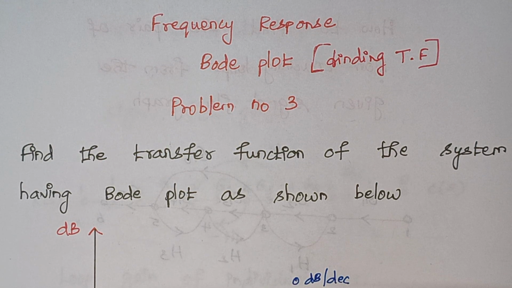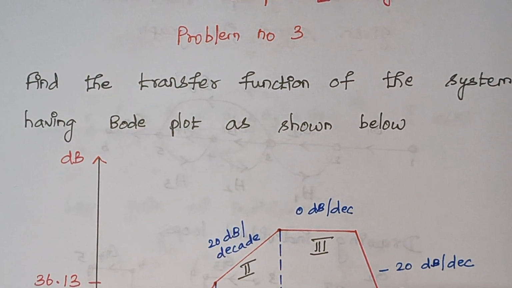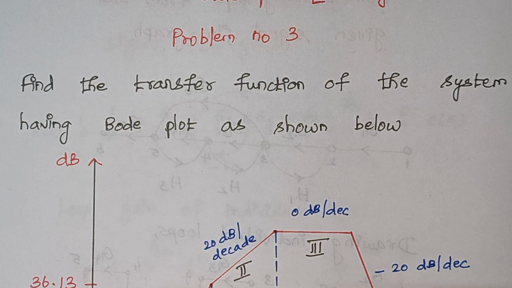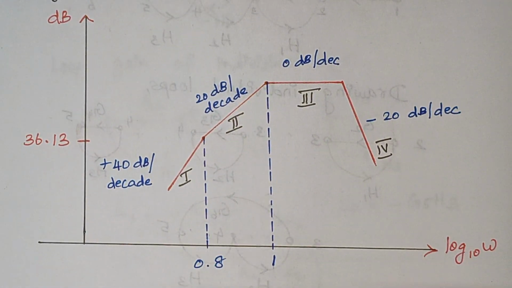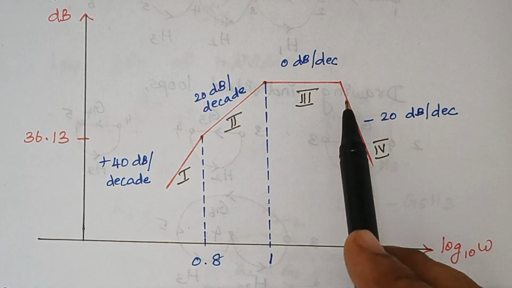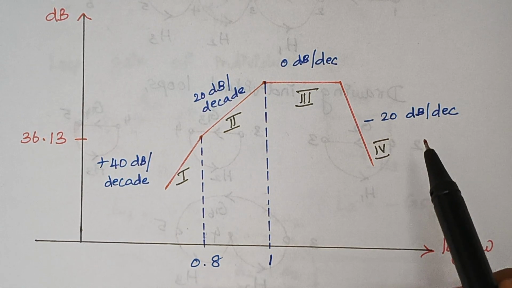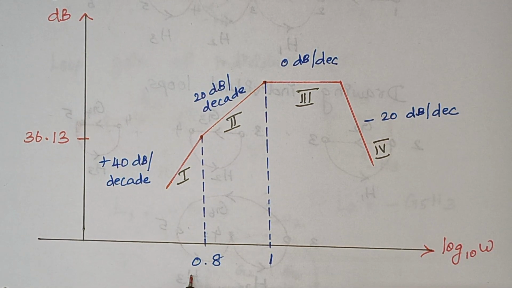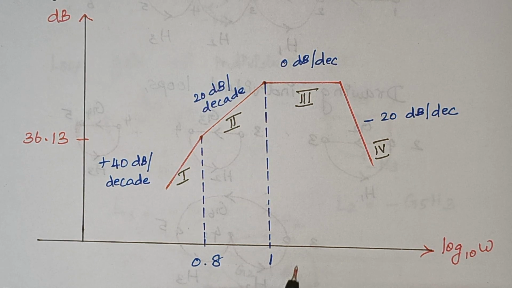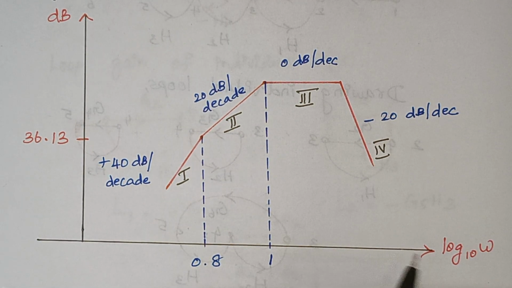Today we are going to solve problem number 3 under the topic Bode plot, that is finding the transfer function from the given Bode plot. The problem is: find the transfer function of the system having Bode plot as shown. Can you say how many parts it is having? It is having 4 parts, that is 1, 2, 3 and 4. Each part is given with the respective slope values. We are given 2 values of frequencies, one is 0.8 and another one is 1. And the magnitude value is given as 36.13. So these are all the given data.